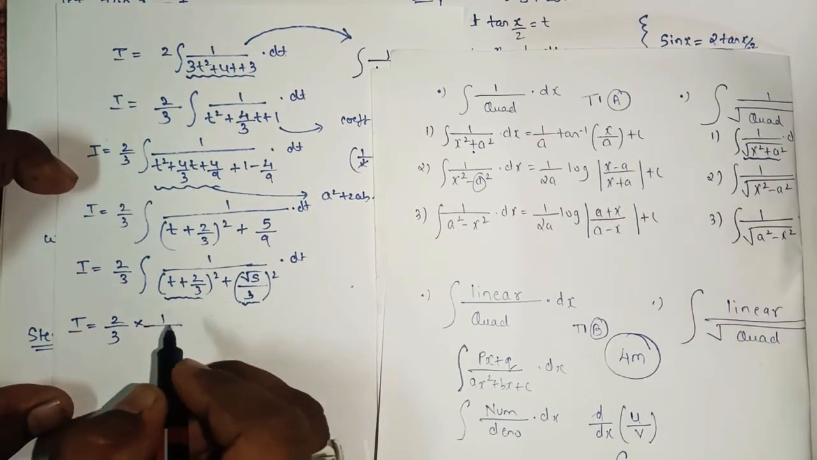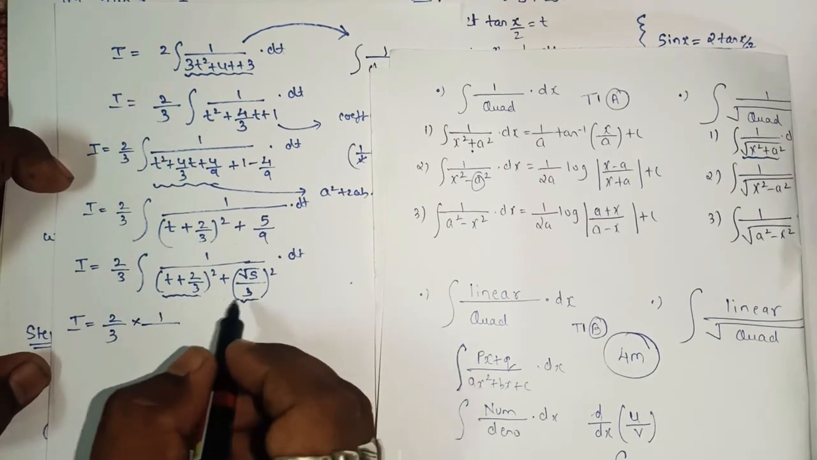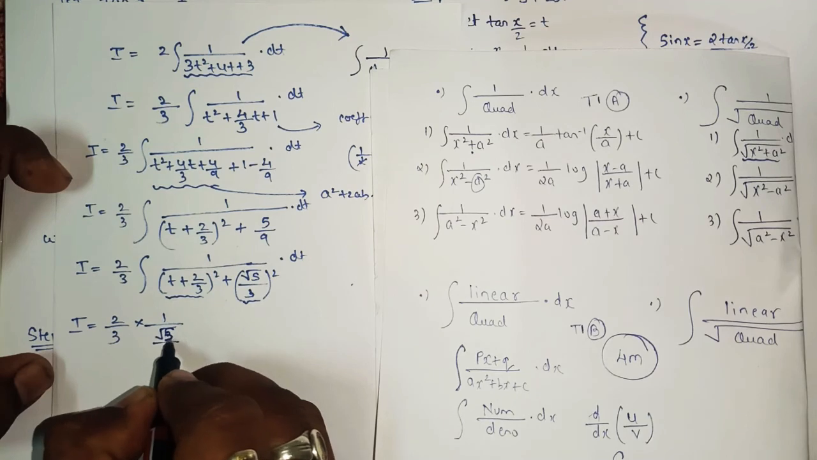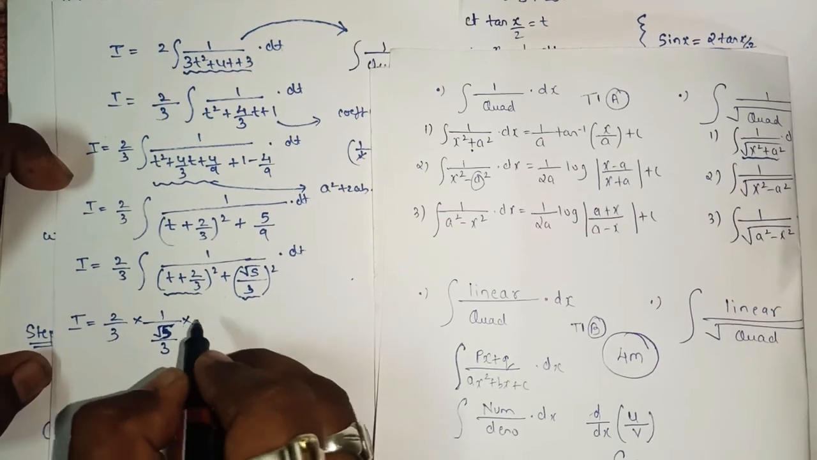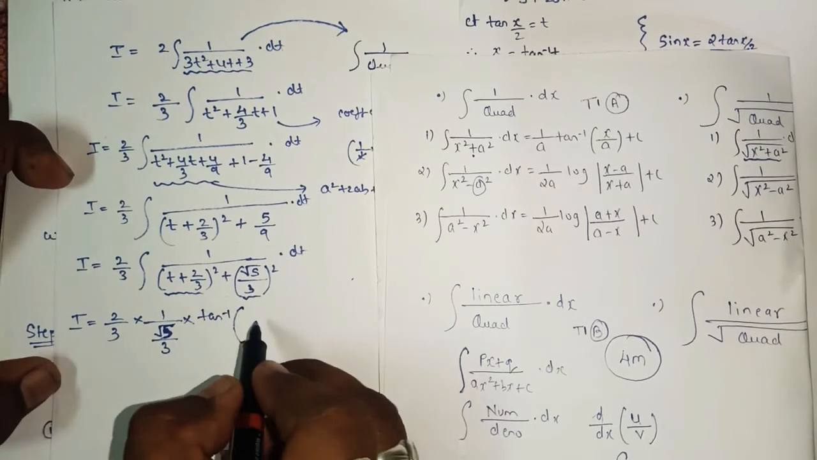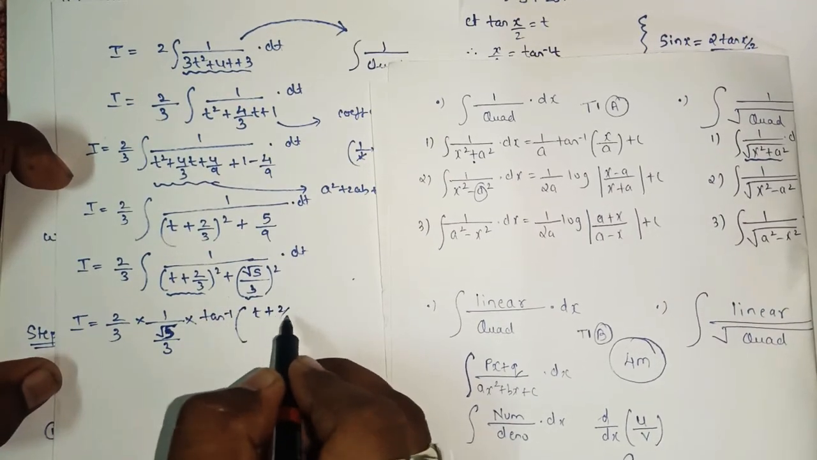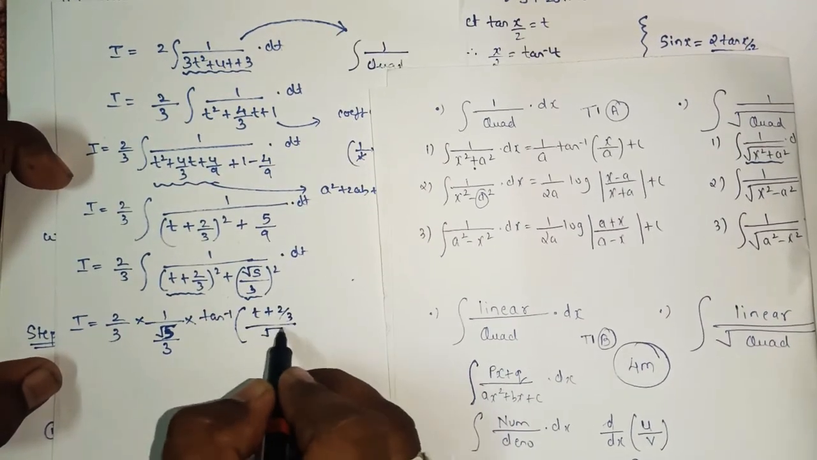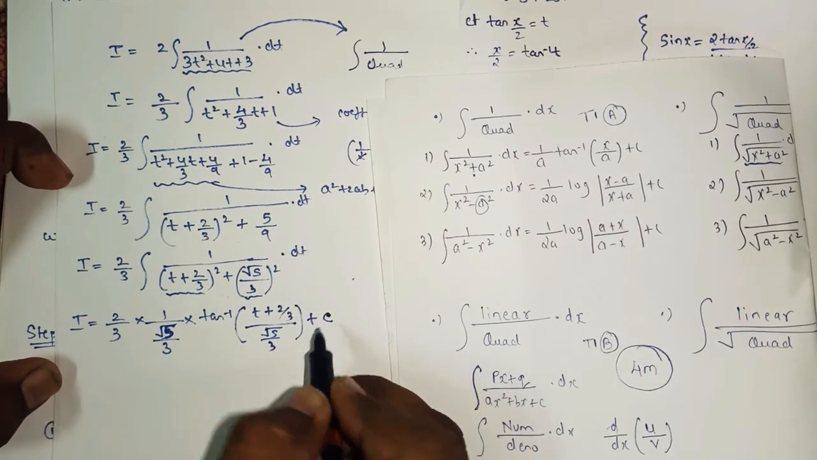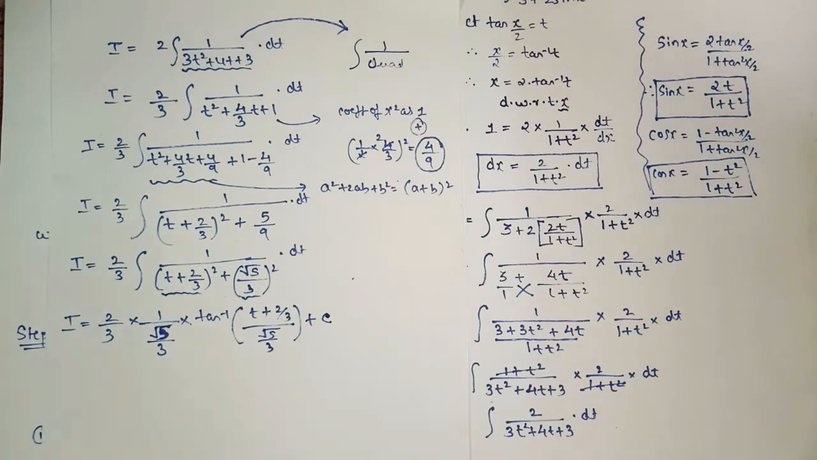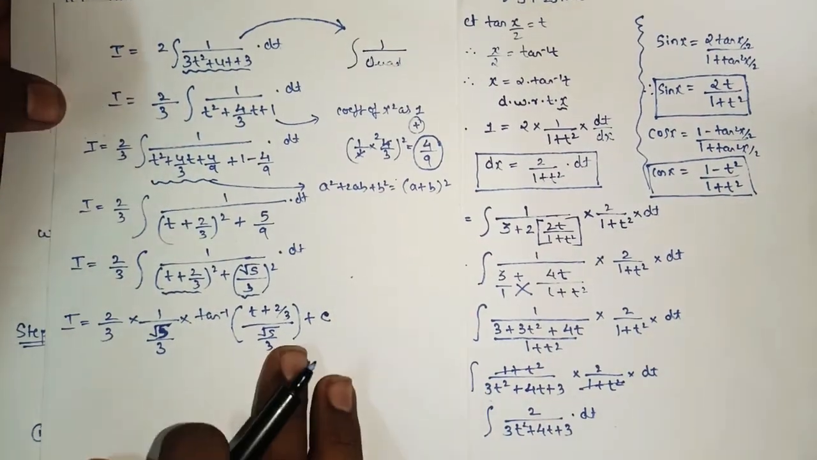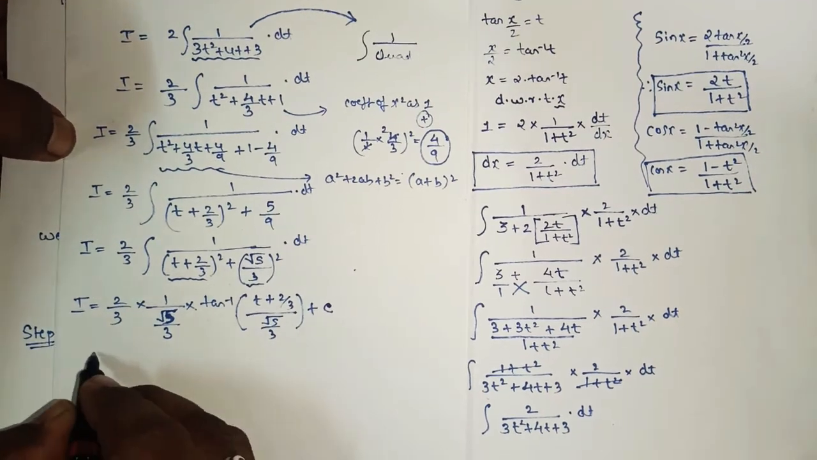1 upon a. So what is a over there? It is root 5 upon 3, root 5 upon 3 into tan inverse x upon a. What is x over there? It is t plus 2 by 3 upon a, which is root 5 upon 3, plus c. Okay, so we had removed the integral, so that's why I wrote plus here. After this, we'll do a basic adjustment.